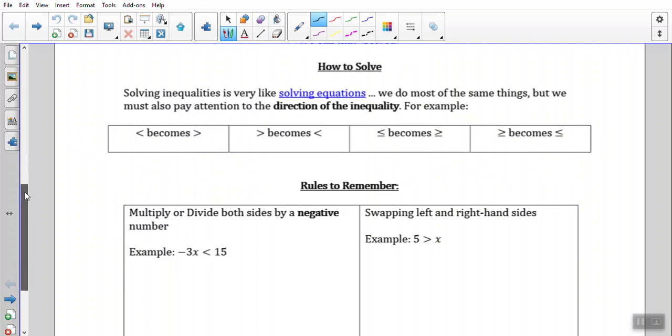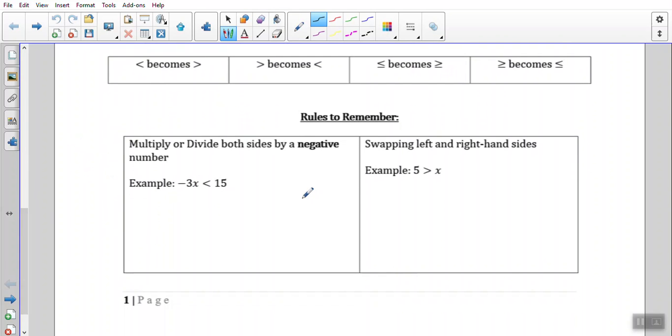Okay, and then finally, the two rules to remember when we're dealing with inequality: when we're multiplying or dividing both sides by a negative number, we have to change the sign. So for example, if we had negative 3x equals 15, here we just simply have to divide both sides by negative 3, and then you'll end up with x equals negative 5.